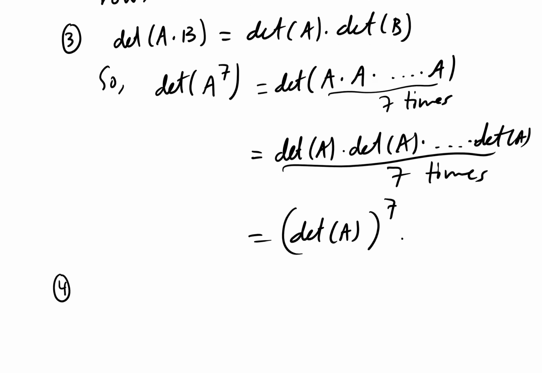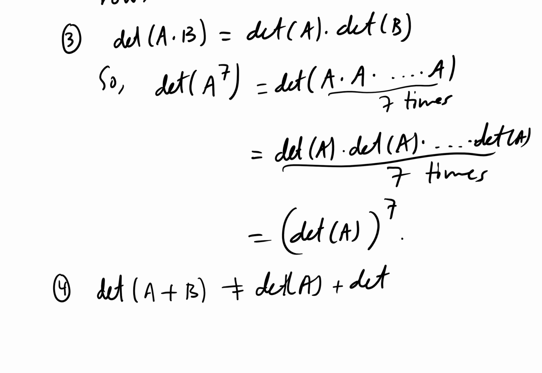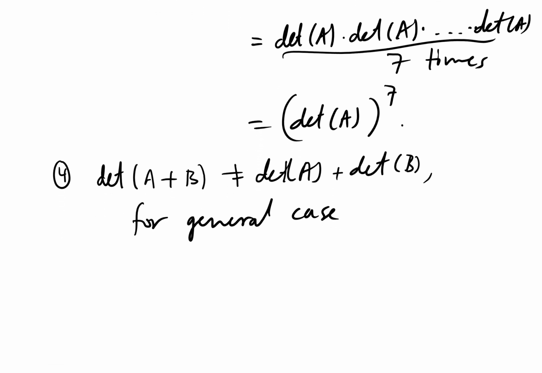Next one, determinant of A plus B doesn't equal the determinant of A plus the determinant of B. For the general case, it means sometimes you can find two matrices that this works out, but not all the time. And to apply the properties of determinants even more, let me show more examples.